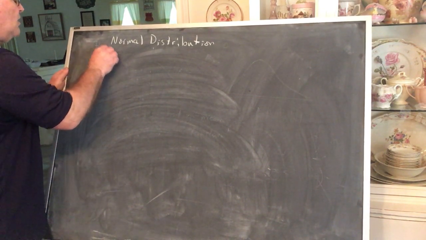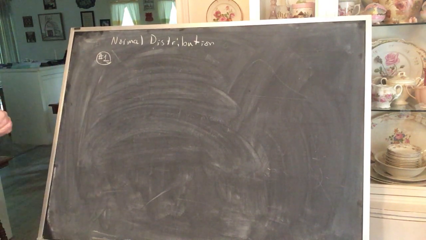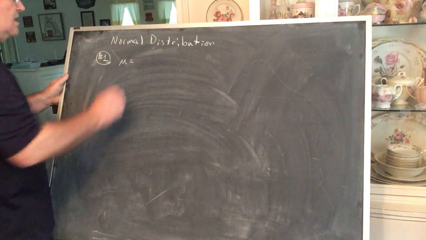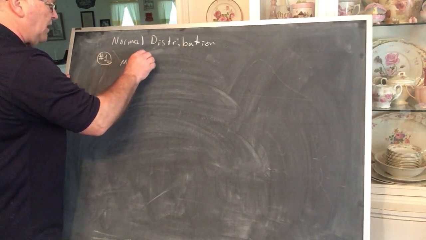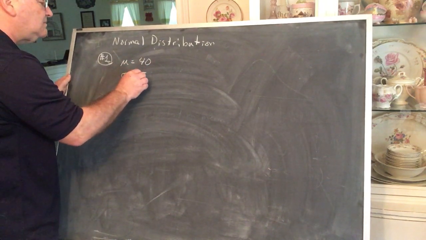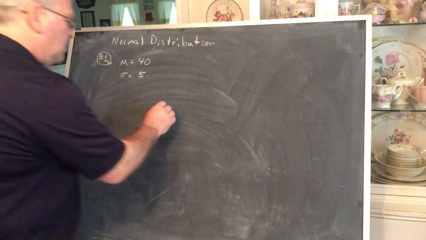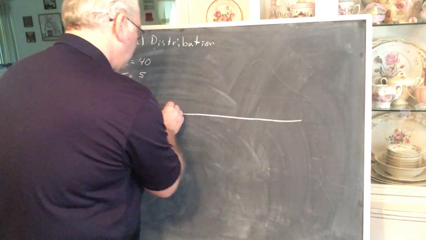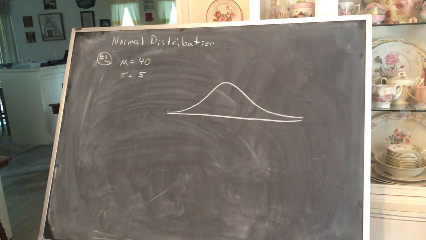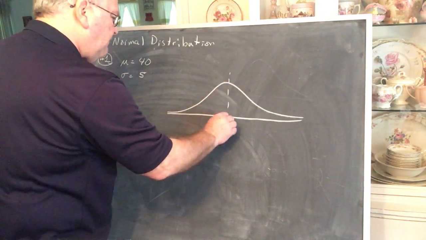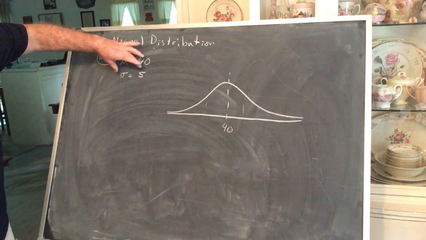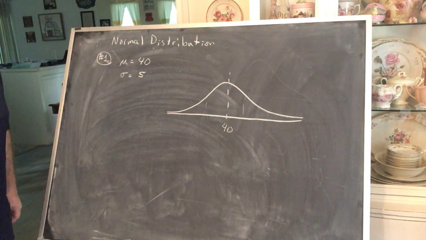Suppose researcher number 1 is doing research with a population, and let's keep the arithmetic easy. Let's suppose the mean is 40 and the standard deviation is 5. And let's suppose that this is what that picture looks like. So this is centered at 40, and the width of this curve is determined by sigma equals 5.